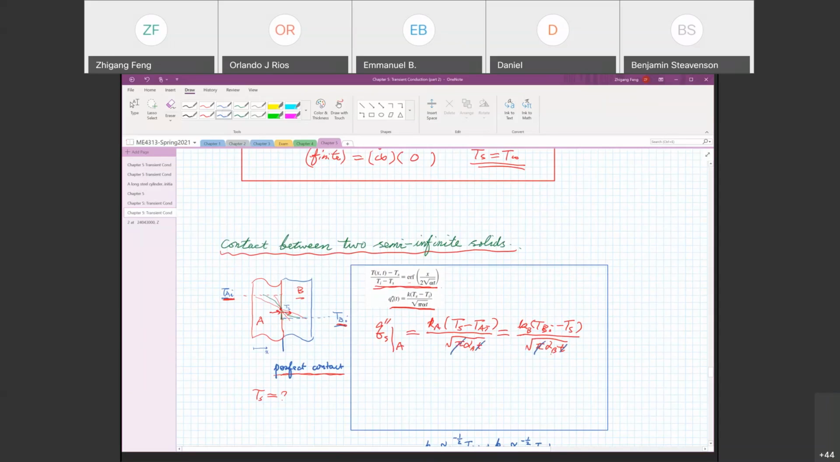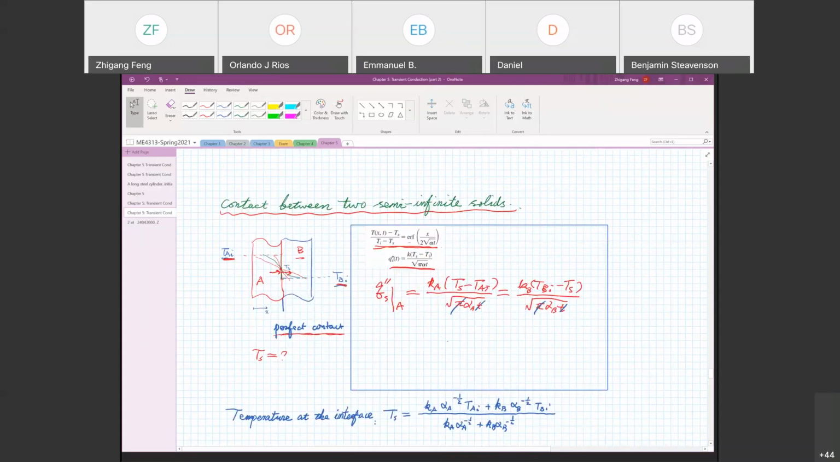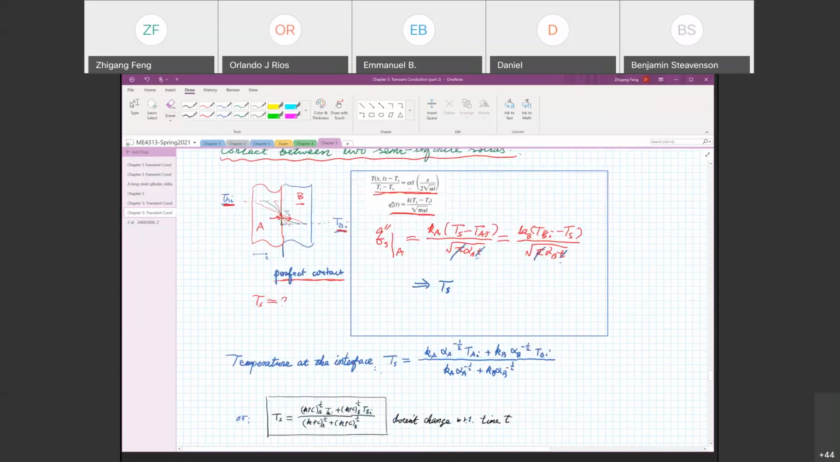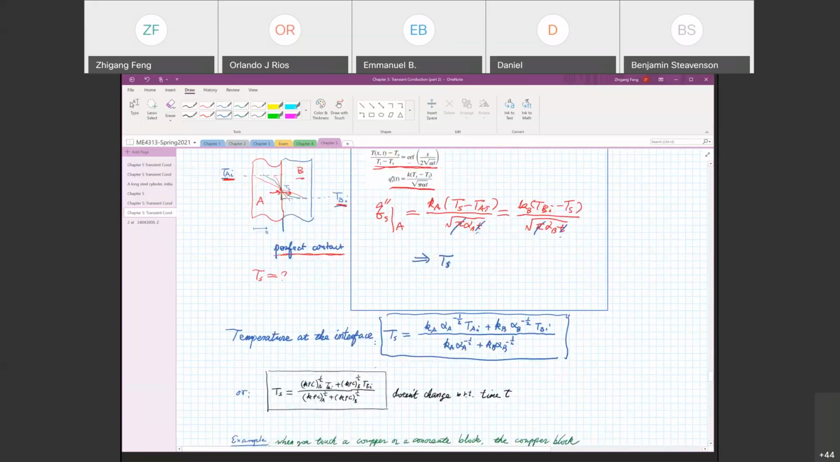And after you rearrange this equation, you can solve for T sub S. You see, t will be cancelled. The solution is independent of time. So this T sub S actually is independent of time. And I have the solution here. So it's a simple derivation. Okay, this is very easy to get. So that's the interface temperature T sub S.